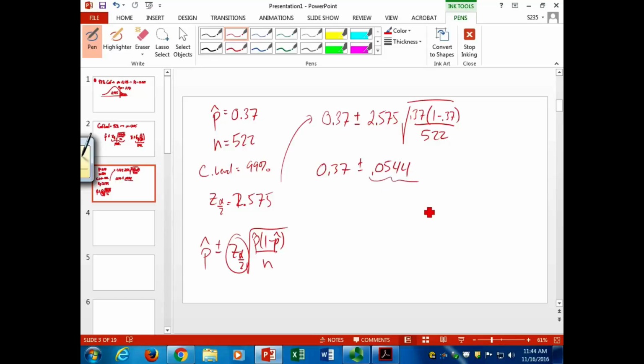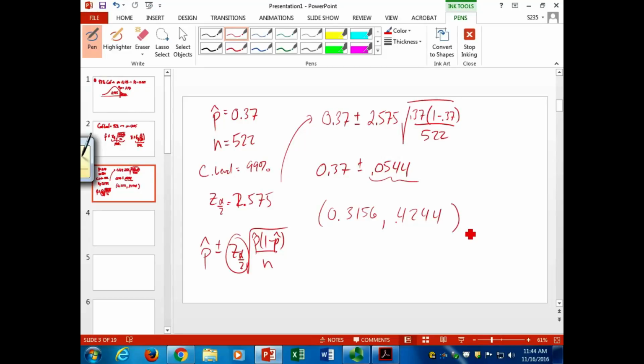And again, remember, an online student asked the same question that you asked yesterday, Stephen. Order of operations says we have to do all this first, and the add and subtract is the last thing we do. So then we go 37% minus that. That's going to take us down to maybe 0.3156 or so. And then going up, that's going to take us to 0.4244. And that's going to be our interval.